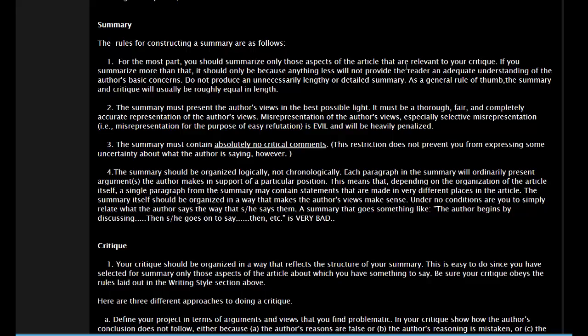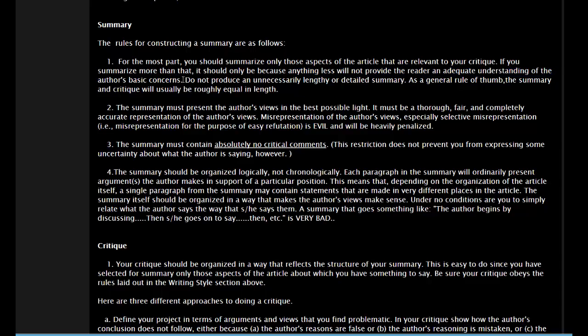You will need to avoid the very strong temptation to just start writing about what's going on in the article without any kind of idea about why you're telling me about it. There's an essential link between the critique and the summary in this sense. So if you summarize any more than that, it should only be because anything less would not provide the reader an adequate understanding of the author's basic concerns. So it's not that you can't summarize anything that you don't deal with, but there should be a really good reason for telling me about it if you're not going to be critical about it.